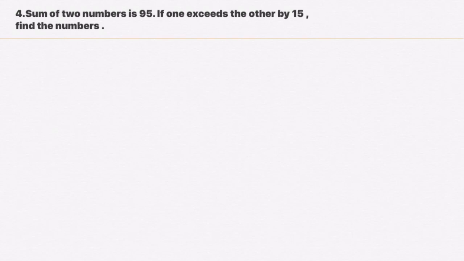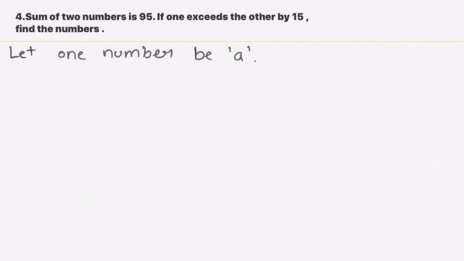If one exceeds the other by 15, find the numbers. Now, in this case, we have one number and the second number, and addition of these two numbers is equal to 95. This is what the first statement of the question signifies. So accordingly, let the one number be A, and for the second number they have given us a condition. What they are saying by this statement, if one number exceeds the other by 15. They are saying if one number is something, if you add 15 to that number, it will become the second number. We have considered the one number as A.